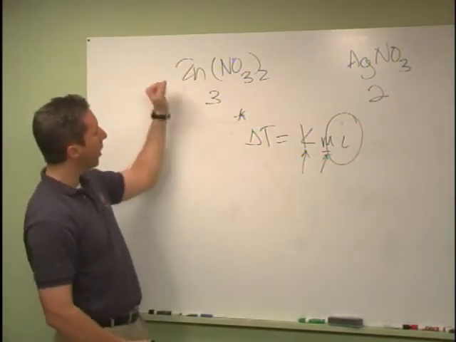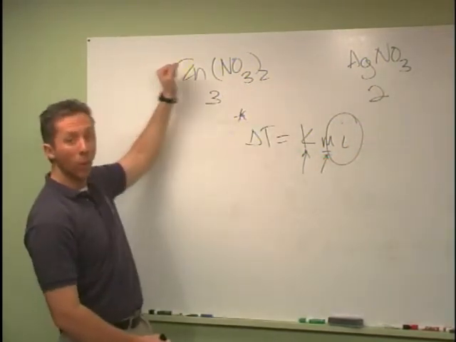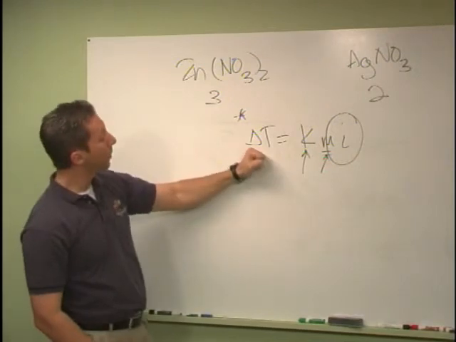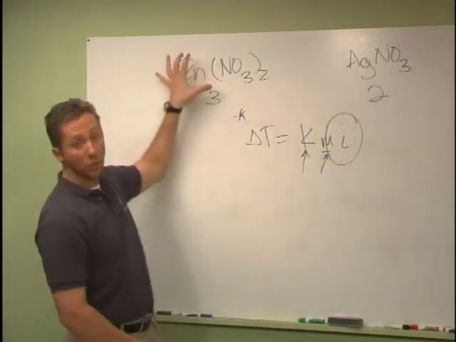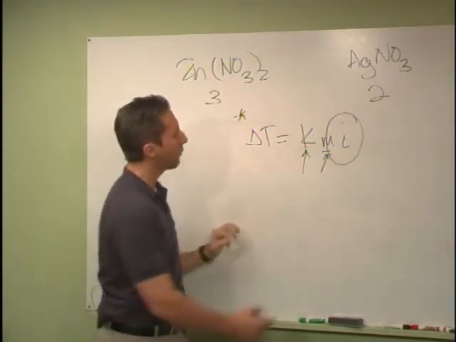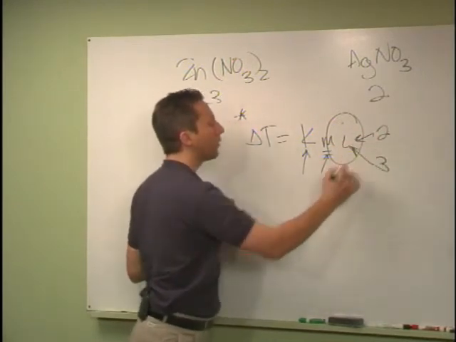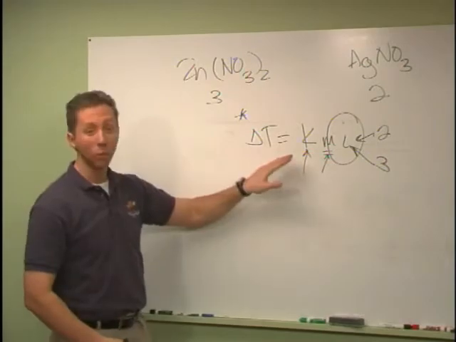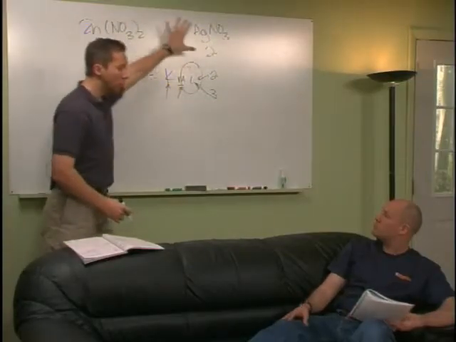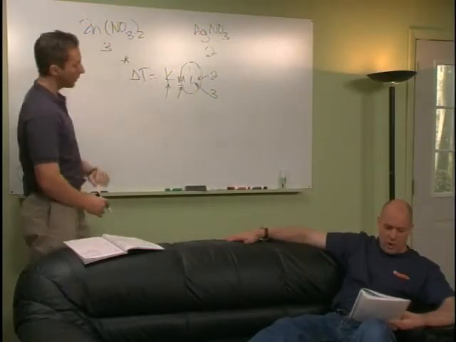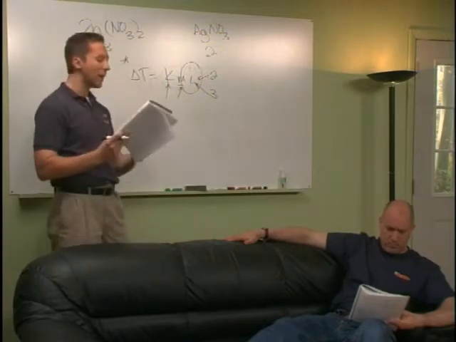So essentially, the boiling point increase comparison between these two compounds will be based on this Van Hoff factor. Over here we'll have a Van Hoff factor of 2, over here 3. These two variables will be the same, meaning which one of these two will have a higher boiling point? Well, the zinc, because it has more ions. Excellent. Let's find the answer choice that says that.